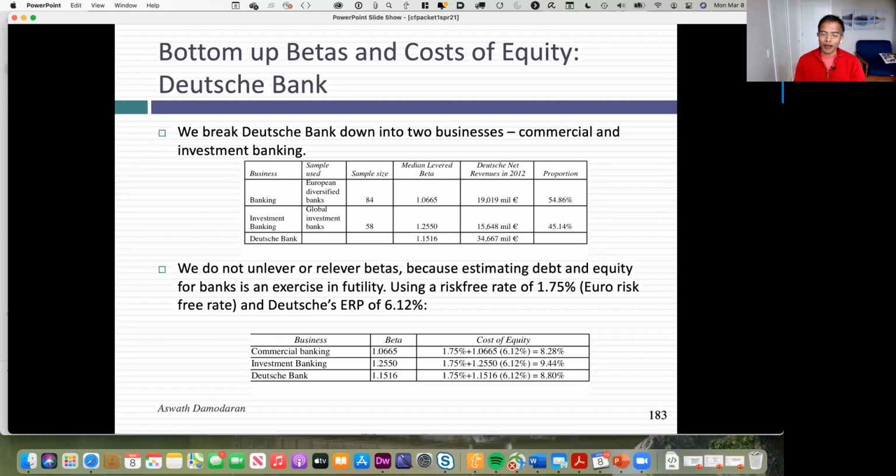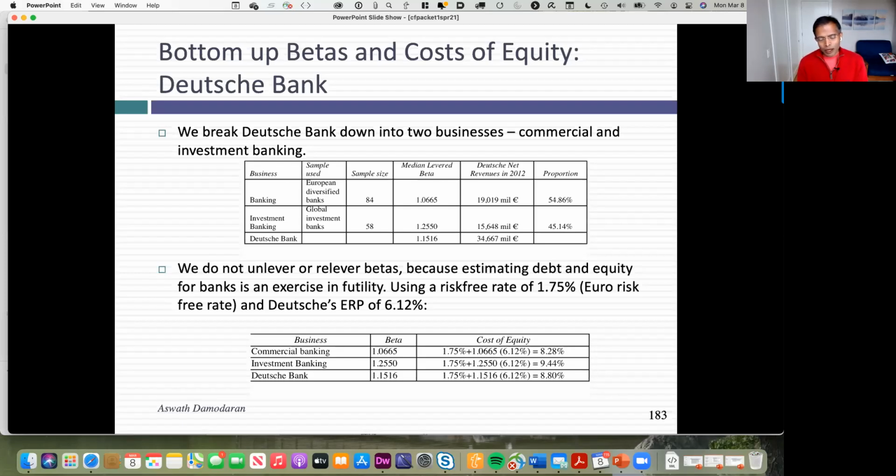Which brings me to my final publicly traded company, Deutsche Bank. And as I go through the Deutsche Bank example, I want you to tell me what I'm doing. I'm going to do one thing differently here that I did not do in my other companies. And I want to see if you can catch it.